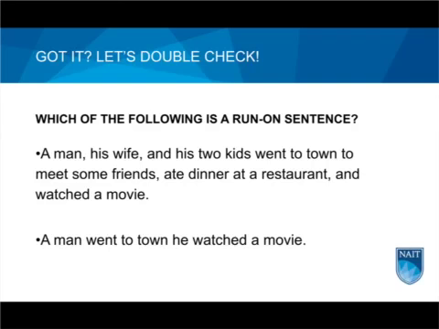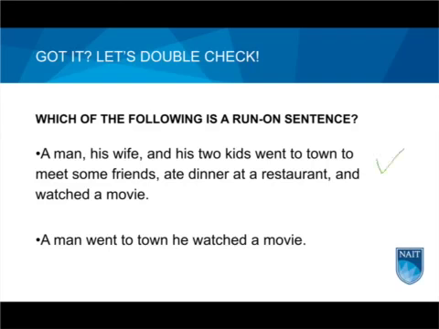Let's look at the following two sentences and see which one is a run-on sentence. The first says, "A man, his wife, and his 2 kids went to town to meet some friends, ate dinner at a restaurant, and watched a movie." Is this a run-on sentence? The answer is no. This one is correct.